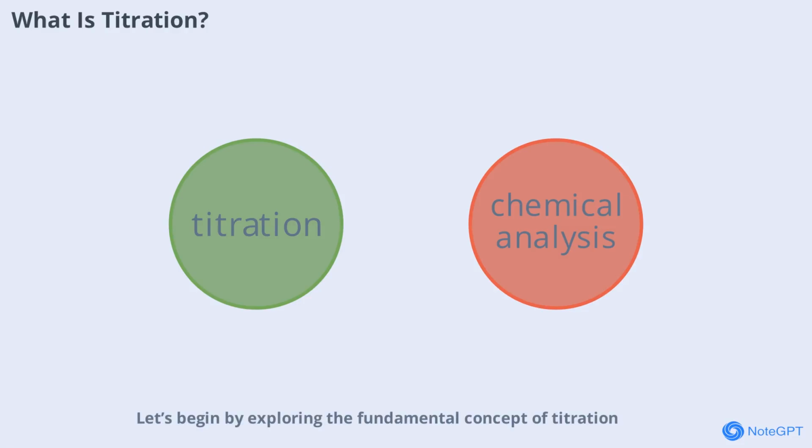Let's begin by exploring the fundamental concept of titration. Titration is a common laboratory technique in chemistry used to determine the concentration of a solution. By gradually adding a solution of known concentration, called the titrant, to a solution of unknown concentration, we can observe the reaction between the two. The process continues until the reaction reaches its endpoint, which is often indicated by a color change.